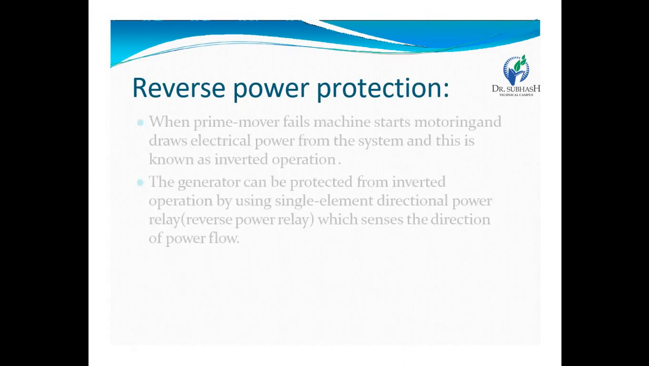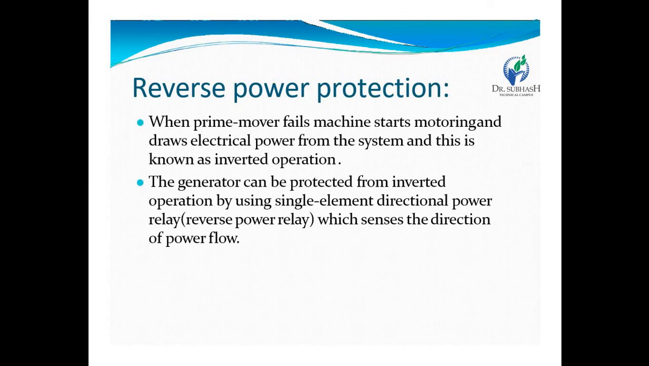Reverse power protection. There can be a reverse power also. The system gets power from the back side when the prime mover fails and the machine starts motoring and draws electrical power from the system, and this is known as inverted operation. The generator can be protected from inverted operation by using a single element directional power relay, the reverse power relay, which senses the direction of power flow.